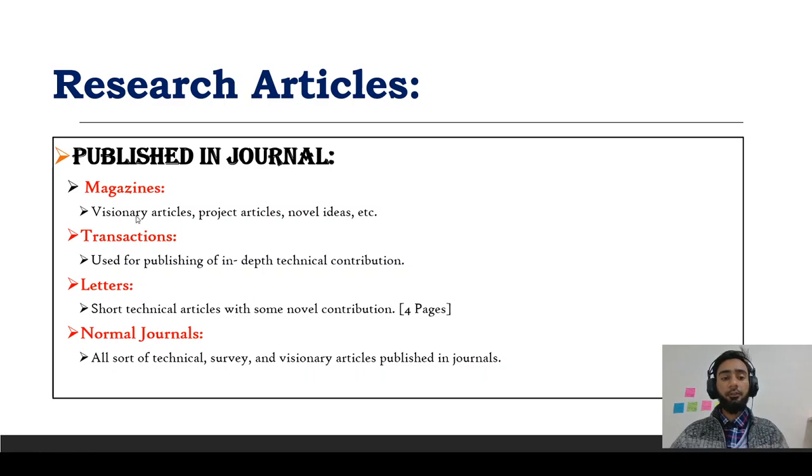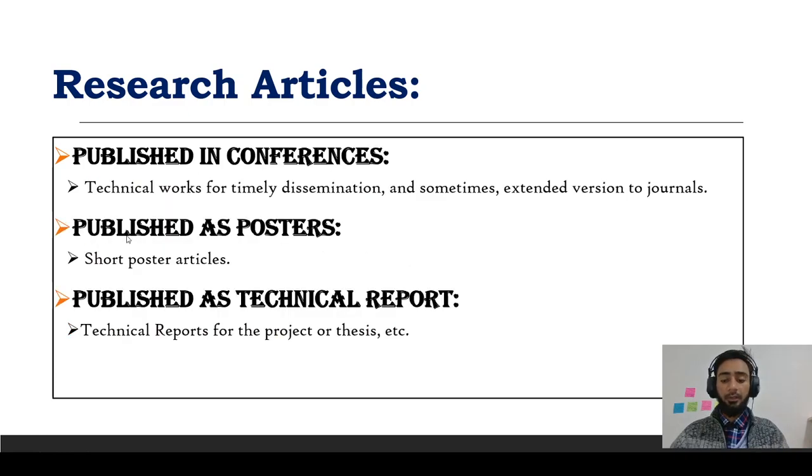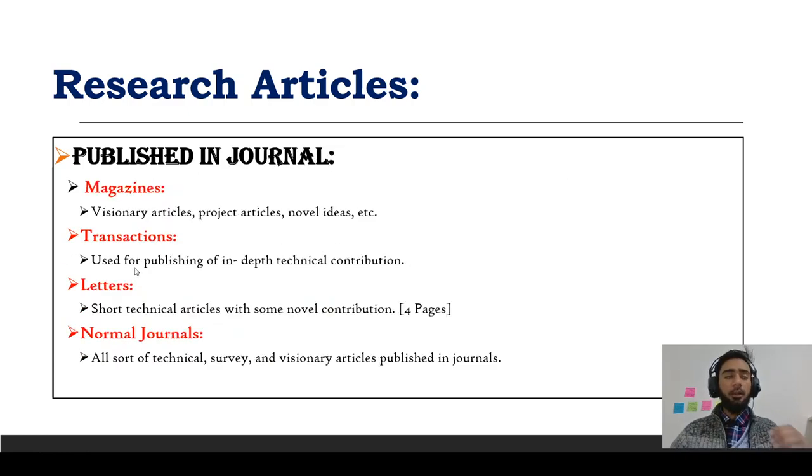Then there are transaction articles. Transaction articles publish very in-depth technical contributions. For example, you have made a very novel contribution and you have proved it theoretically. You did a very good theoretical analysis, and then a very good simulation-based implementation, and you want to publish your research.